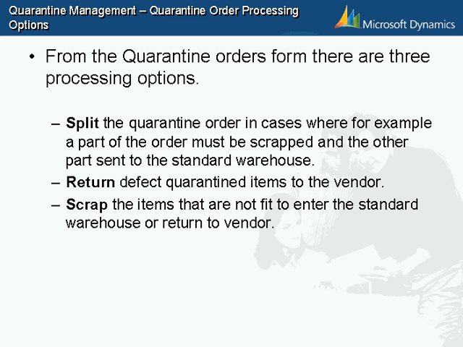We can return the failed quarantine items to the vendor, so we need the possibility to return. We need to scrap items that are not fit to enter the standard warehouse or return to vendor. Let me show exercise 8.2.